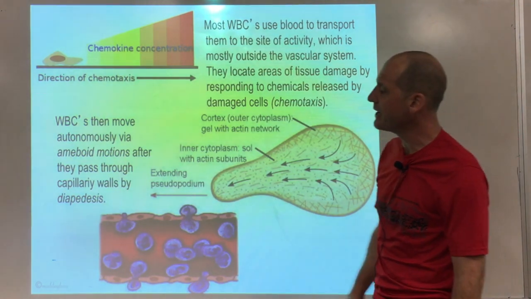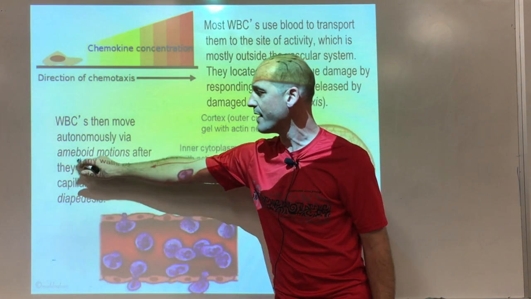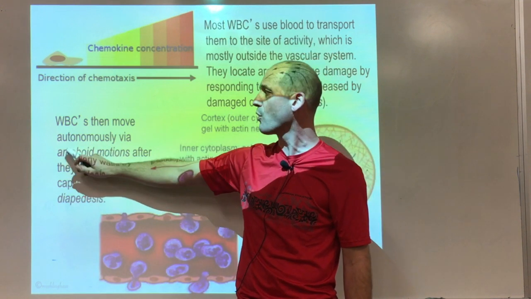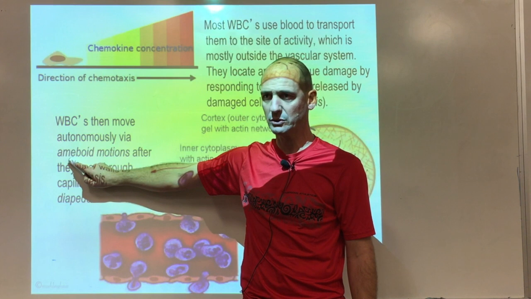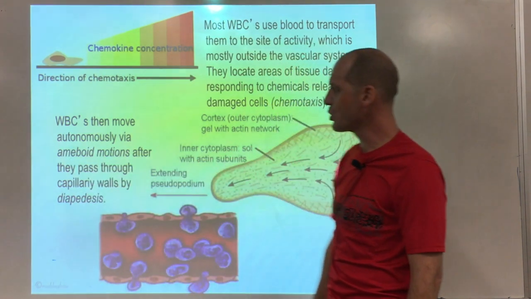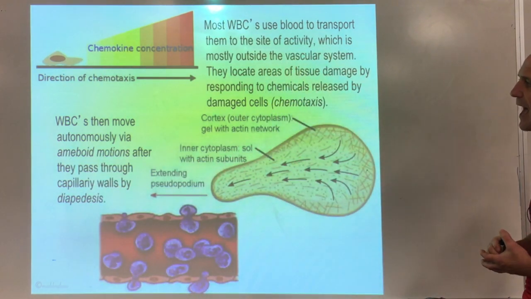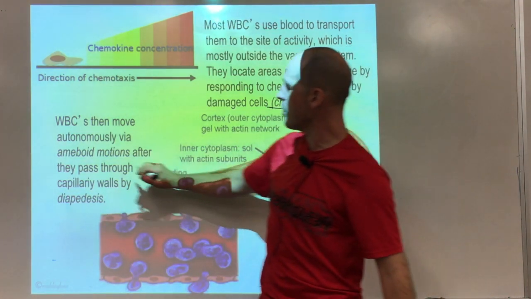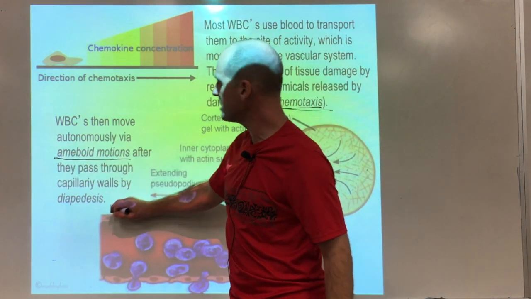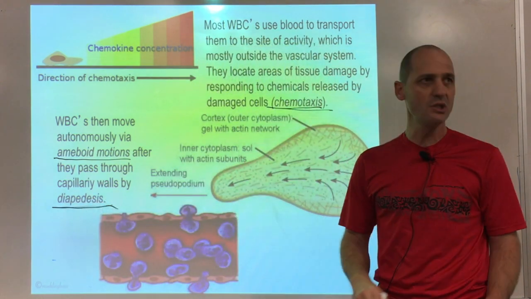And then the other thing is that white blood cells, when they move around, can do that independently or autonomously. And that motion is called amoeboid motion. So that's an interesting term. And the last one I put up as important, besides amoeboid motion, is this word called diapedesis.